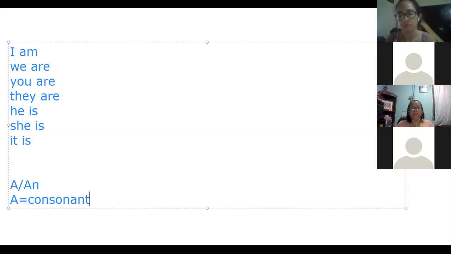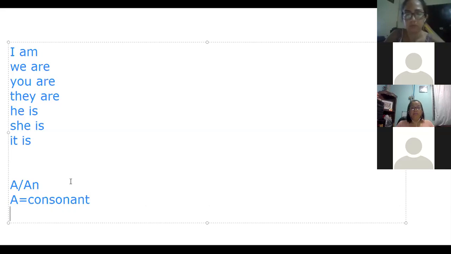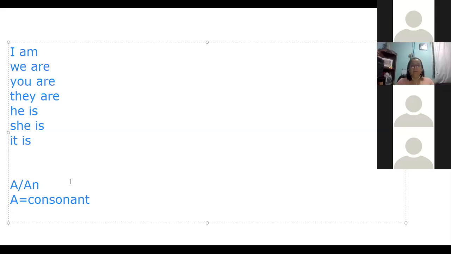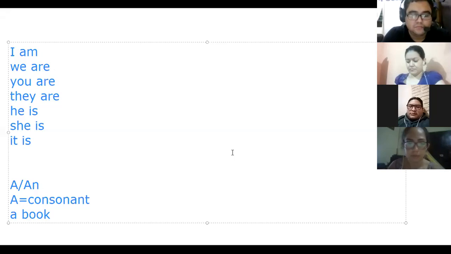So we said A, right? For example, a book, a table, a refrigerator, a computer, a teacher, a doctor. You can say, for example, a or you can say a, it depends. Here, you can say a book or you can say a book. No problem. Both are correct.